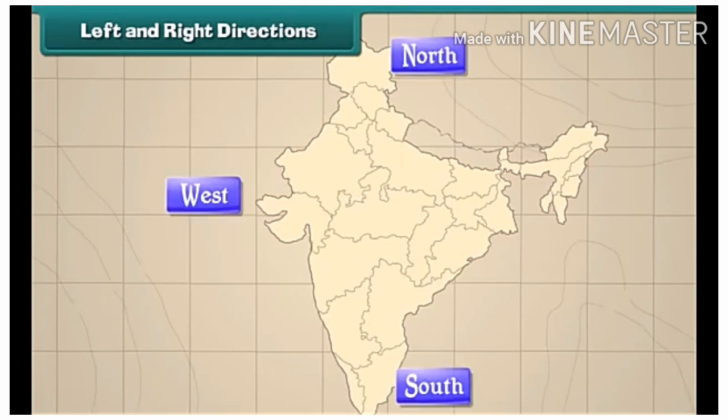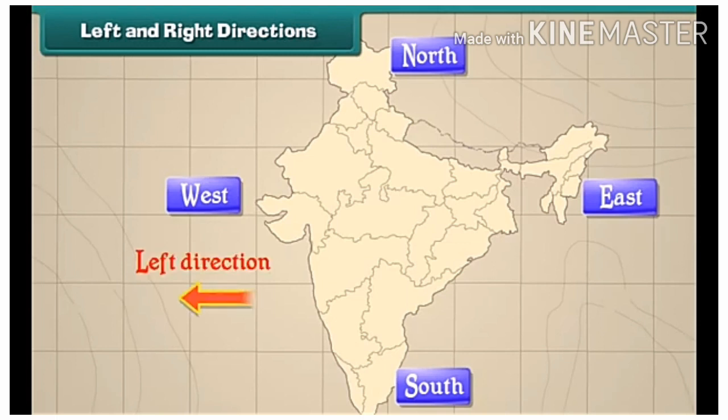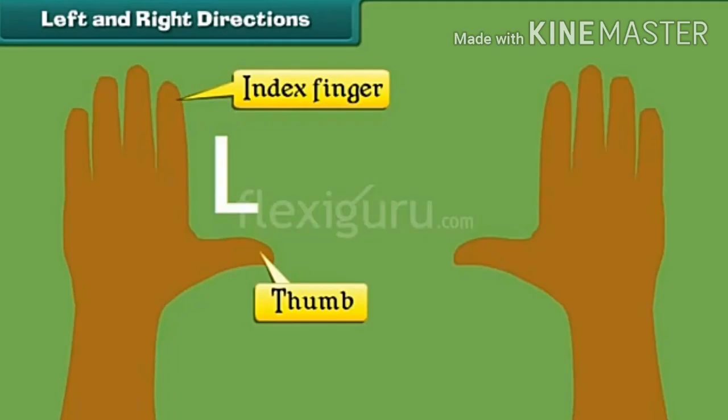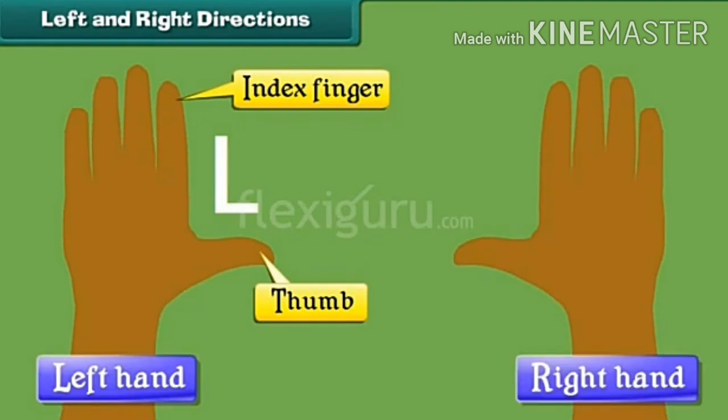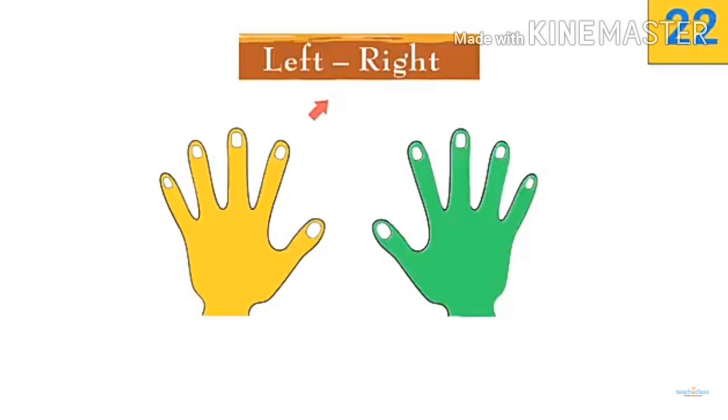In addition to north, south, east and west, we use left and right direction to locate a place. The hand that makes a letter L when the index finger and thumb are stretched up is our left hand and the other one is our right hand. So the places towards our right hand is said to be right and the places towards our left hand is said to be left.